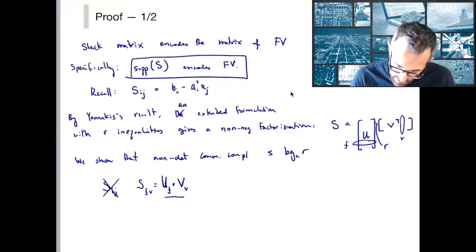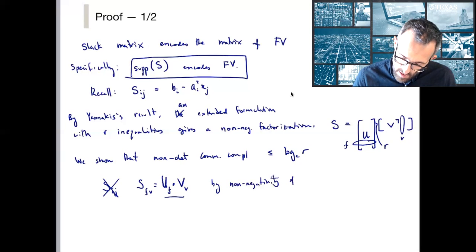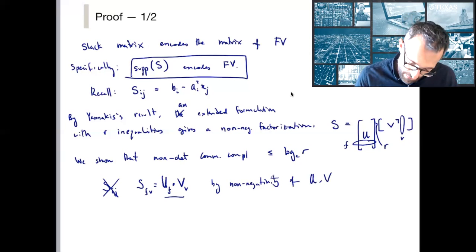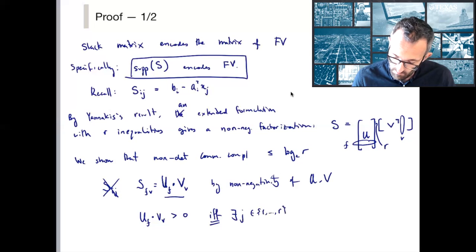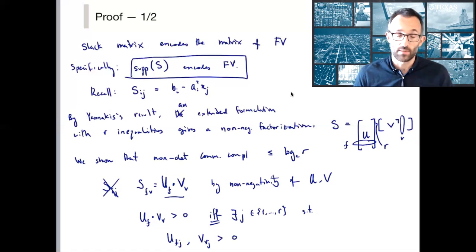So in other words, writing this out, by non-negativity of u and v, uf dot product vv is strictly positive if and only if there exists some index j, which has to be between 1 and r, since uf and vv, as I drew them, are just r-dimensional vectors, such that ufj and vvj are both strictly positive. So let's see how this gives a communication protocol.